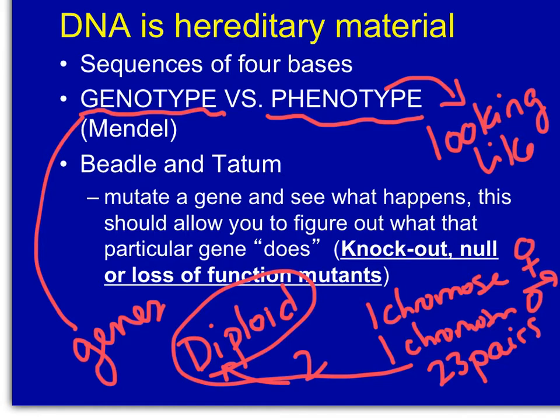Okay. Now, interestingly, a lot of people recognized early on that if you somehow mutate a gene, you can look at an organism and say, what happens to the organism when you mutate that gene? We call those knockouts. So that's if you actually mutate a gene and make it completely defective. Null or loss of function mutants mean either nothing happens or you lose the function of that particular gene. And so there's lots of ways that we can begin to understand genotype and phenotype.